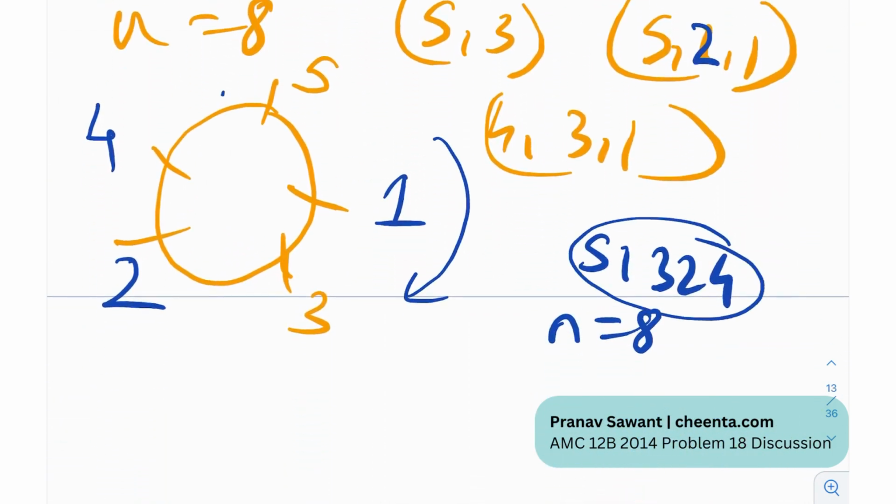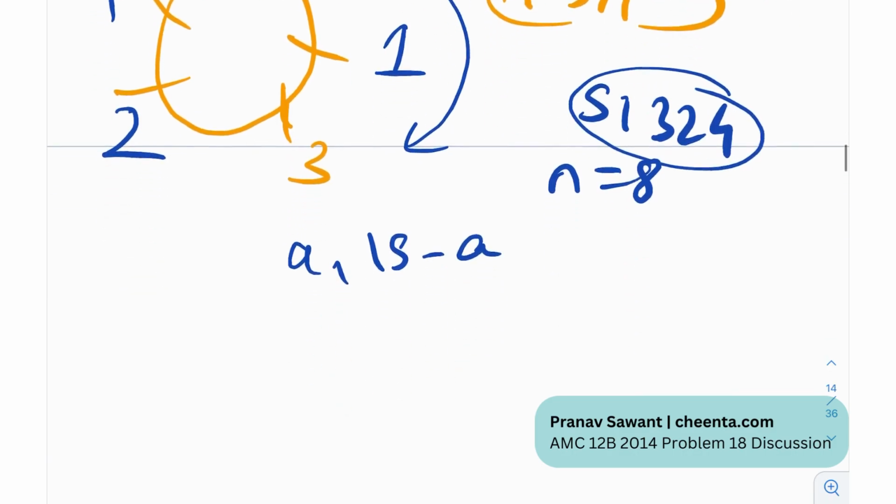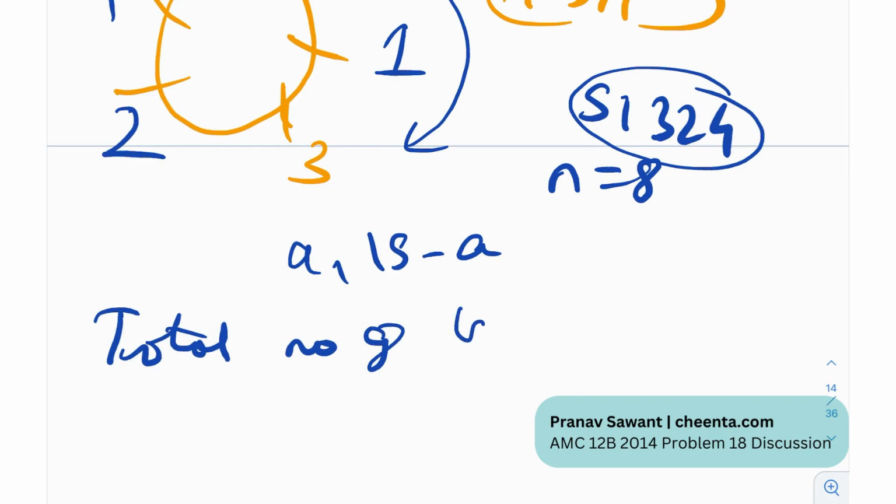So actually n is equal to 7 and n is equal to 8 are reflections of each other because of the concept of A and 15 minus A that I talked about earlier. So similarly for n is equal to 9, you would again get a reflection. You can really check that. So essentially the total number of bad arrangements is 2. And yeah, that was the answer.